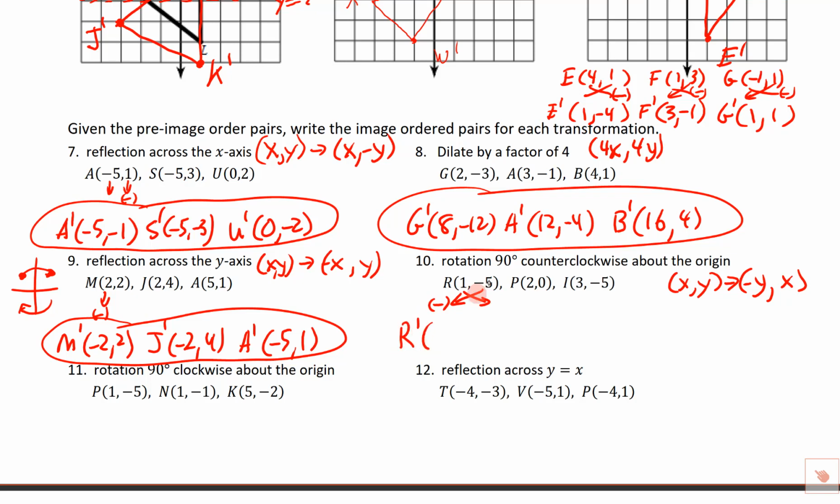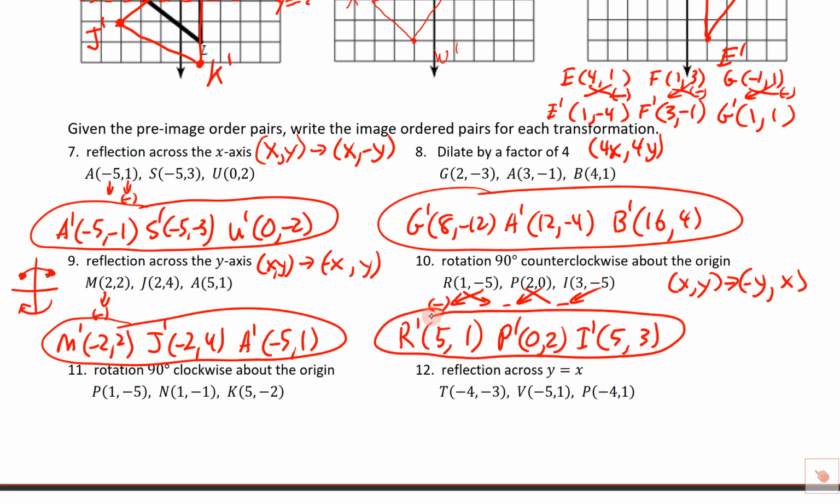So R prime is going to be negative times a negative. That's going to be a 5. That stays a 1. So P prime on this one, we're going to multiply by a negative, which doesn't change that at all. So that's going to be a 0, and that one stays the same. And then again, coming over here, we multiply by a negative. So I prime is going to be 5 comma, and then of course this is just a 3. So let's go ahead and circle that one. Okay, so we haven't really referred to the notes except for confirming our answer there.